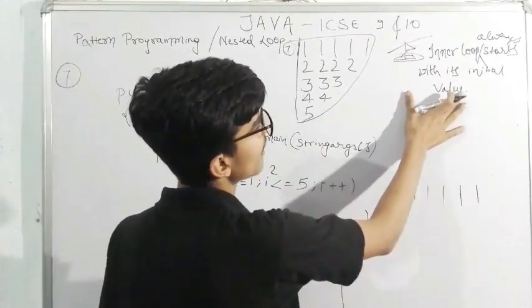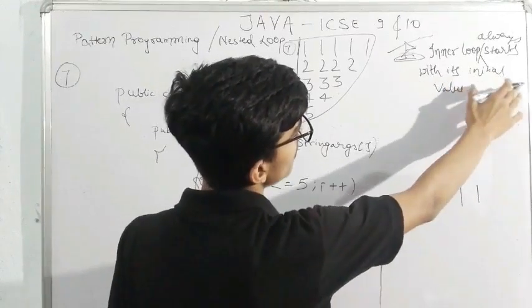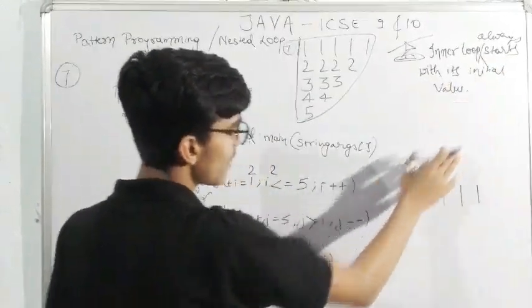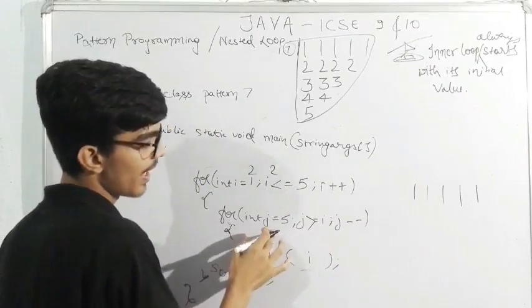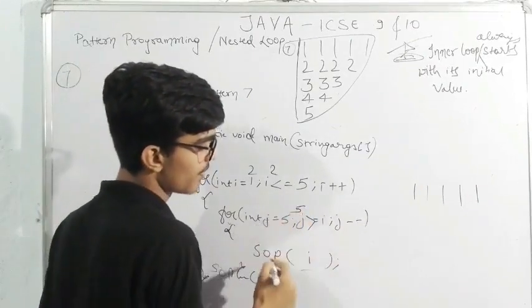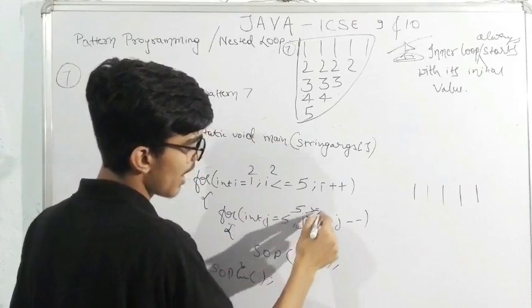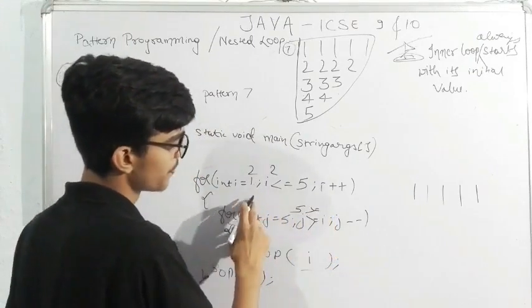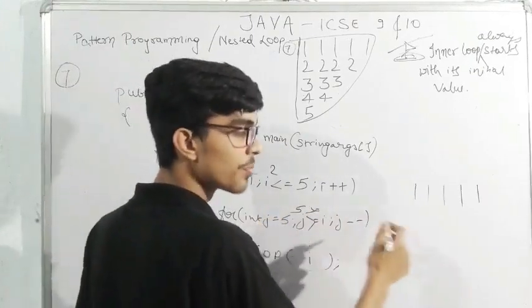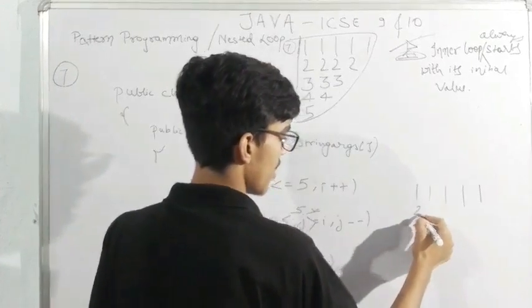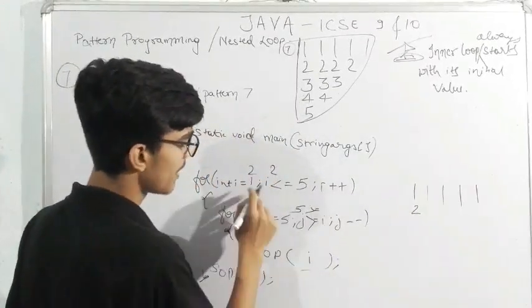as we have here that the inner loop always starts from its initial value. So the initial value of j is 5, so it will start from 5. 5 is more than or equal to I. The value of I is 2. 5 is more than 2? Yes. The value of I is 2, so we will print 2.